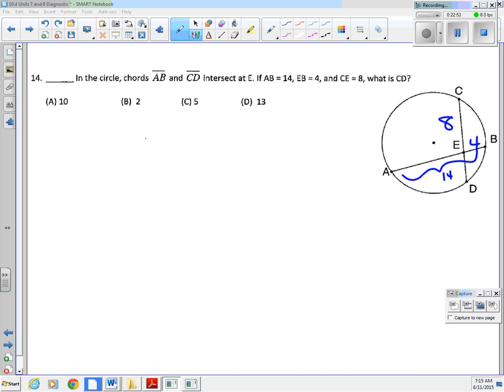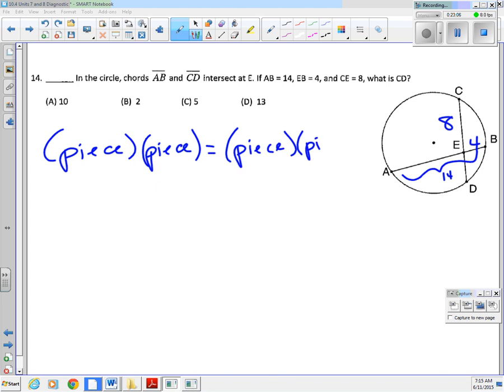The rule when you have two chords that intersect, and this is again a rule you really just need to know, and we proved it in class, but you wouldn't want to be proving it on the final. Piece times piece equals piece times piece. It comes from the similarity of triangles when you cross multiply. But again, I could ask you to prove that in a structured proof. This here, you really need to know the rule.